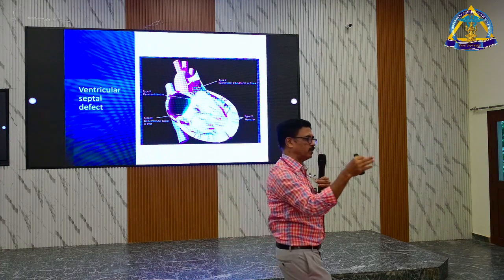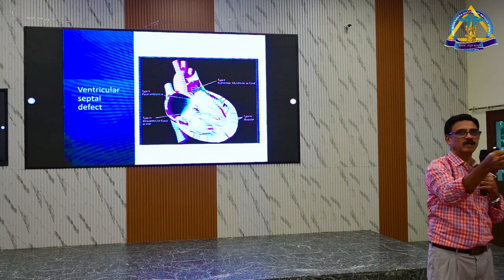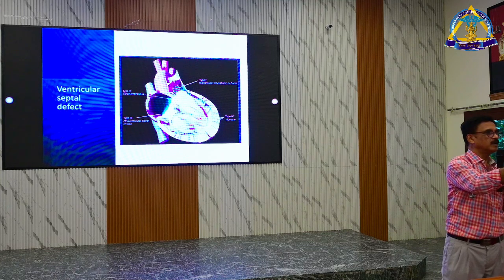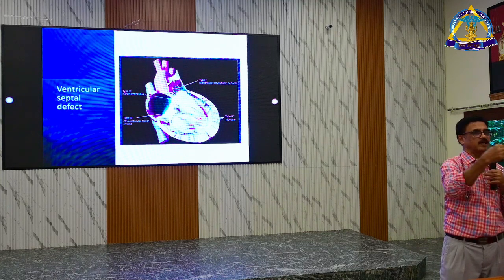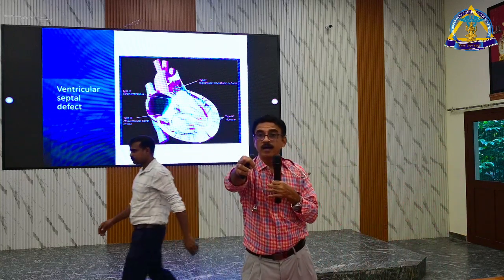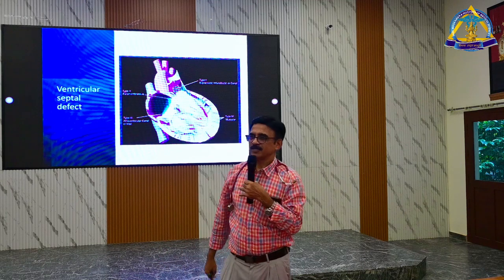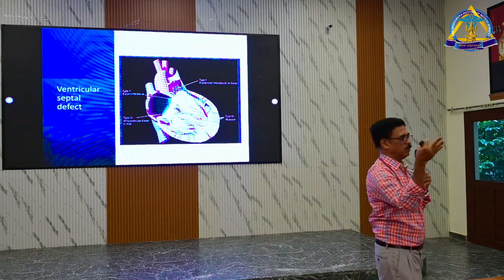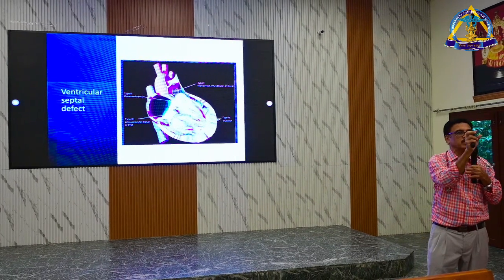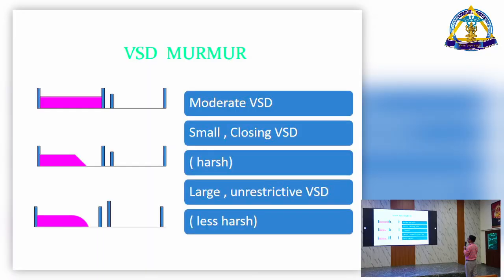Then how are we going to differentiate apical muscular VSD from mitral regurgitation? How do you differentiate? Yes, you, what is your name? In mitral regurgitation the murmur is conducted to the axilla, and in muscular VSD the murmur is well localized. So that is how we differentiate. So these are the differentials.